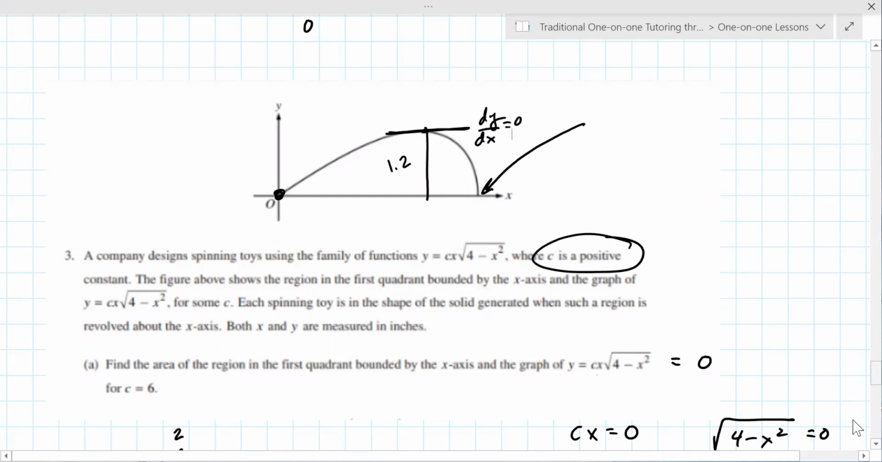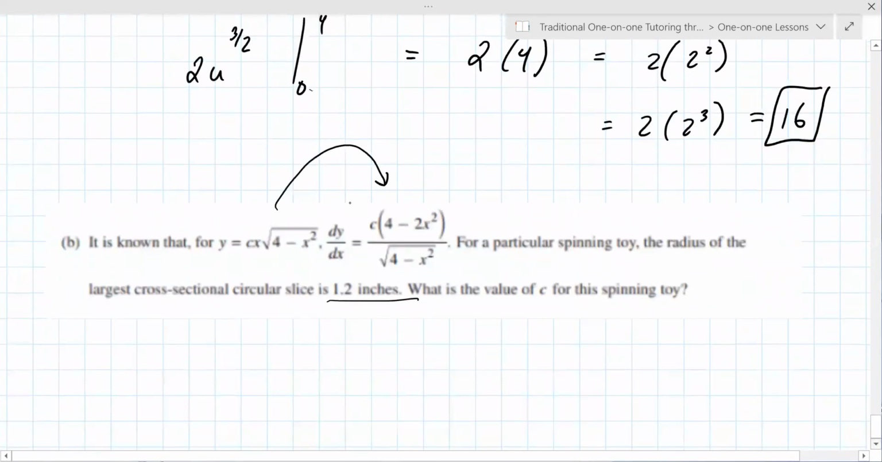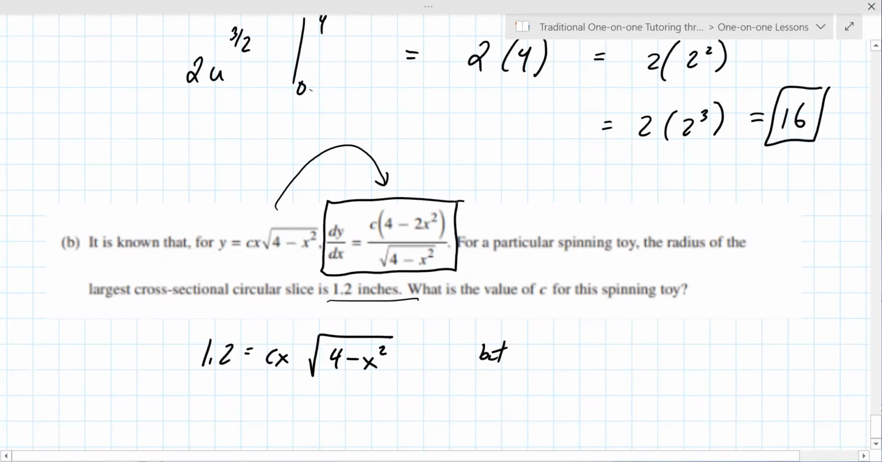Oh. Why are they giving you that? So the derivative is 0 because the original problem would be 1.2 equals cx squared 4 minus x squared. And boy, that looks hard to solve, doesn't it? But if we recognize, that's why you've got to ask, why are they giving this to me? Because it could be useless. Exactly. So the derivative is 0 when the numerator is 0.